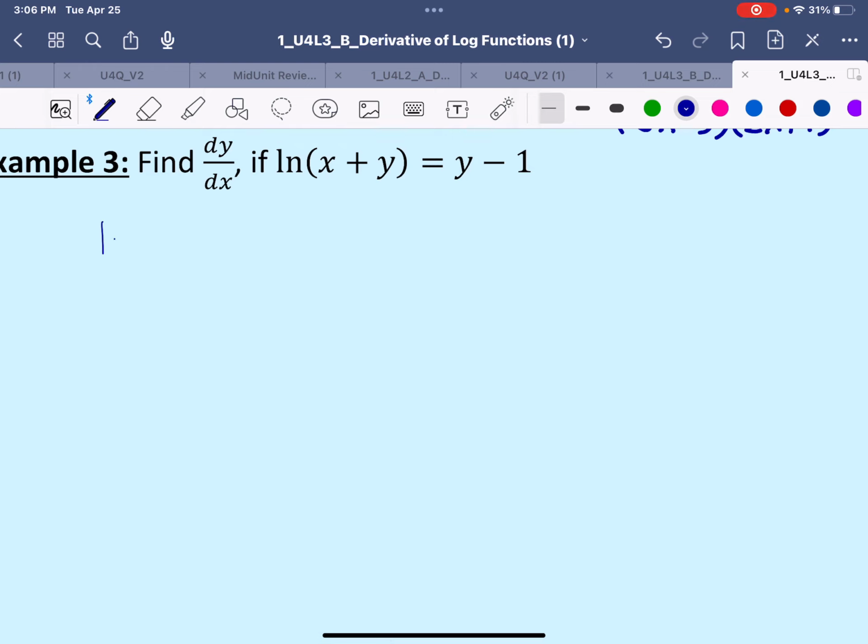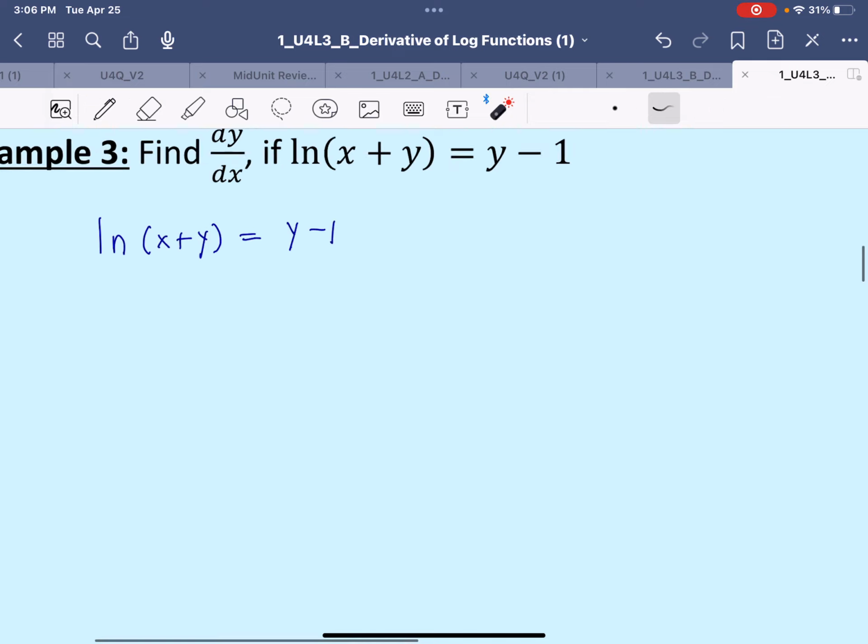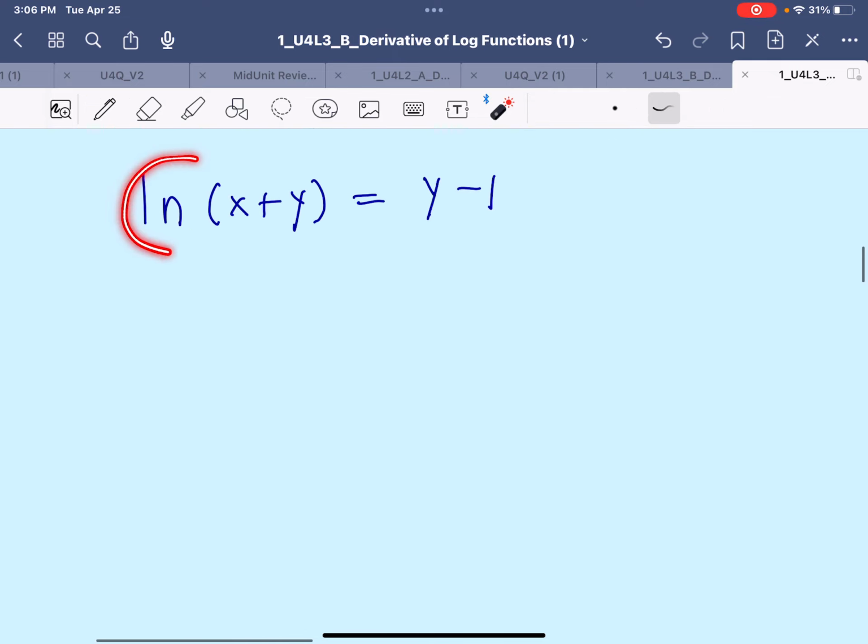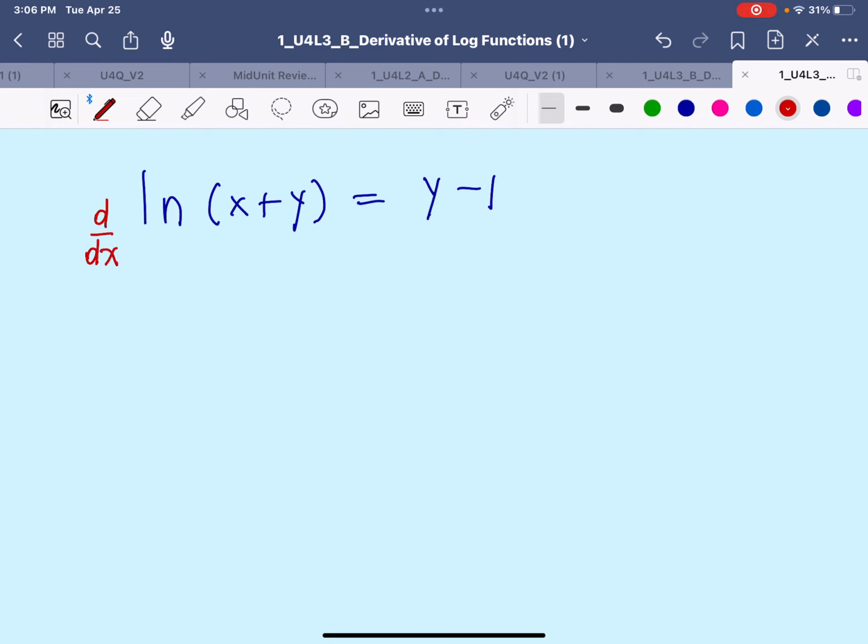So I will start by rewriting the equation first. So we have ln of x plus y equals y minus 1. So we are taking the derivative of every term. So first try to identify what terms we have. So we have a single term here, a ln term, and we have two terms on the other side, the difference between two terms. So we'll start by ddxing each side. So here we go, ddx ln of x plus y, and then ddx y, and then minus the derivative of 1. So we are ddxing basically every term.